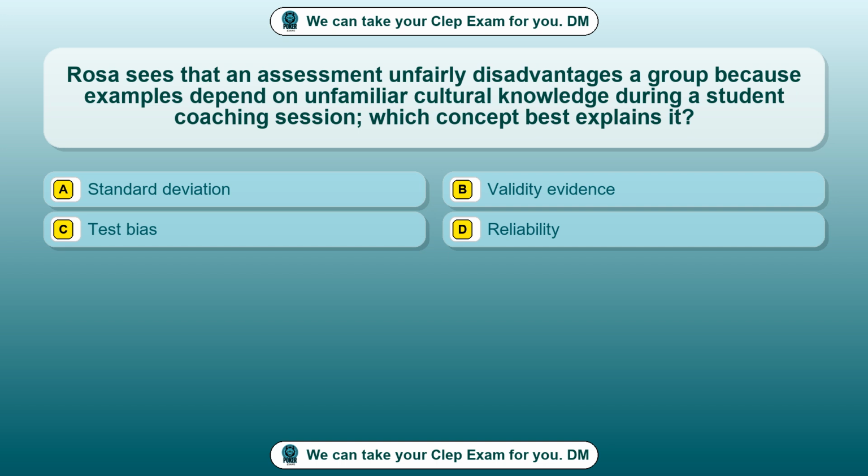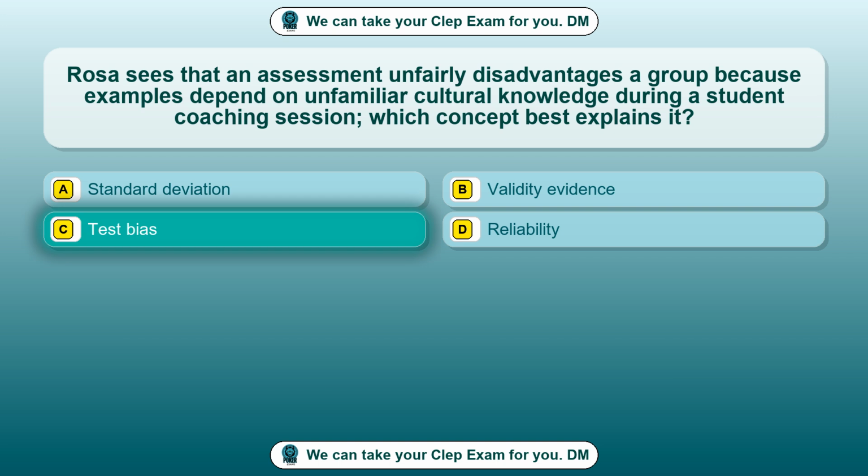Question 70. Rosa sees that an assessment unfairly disadvantages a group because examples depend on unfamiliar cultural knowledge during a student coaching session. Which concept best explains it? Option A, standard deviation. Option B, validity evidence. Option C, test bias. Option D, reliability. The correct answer is option C.